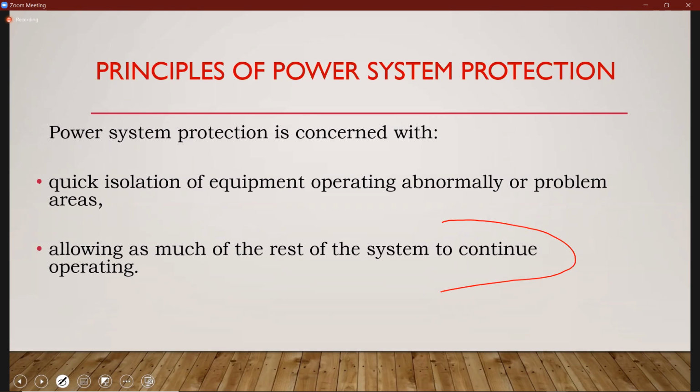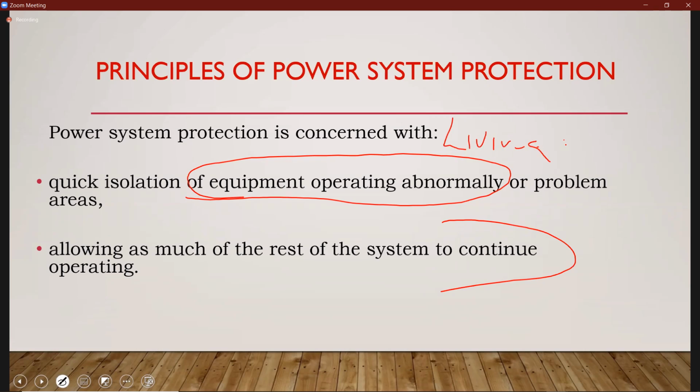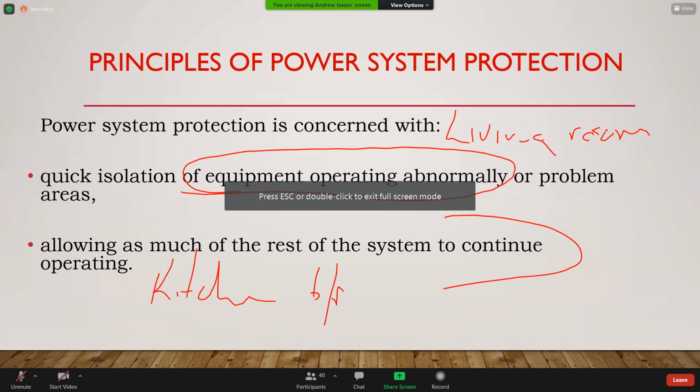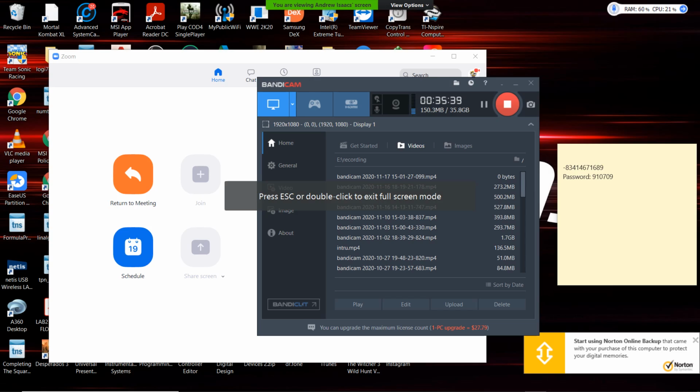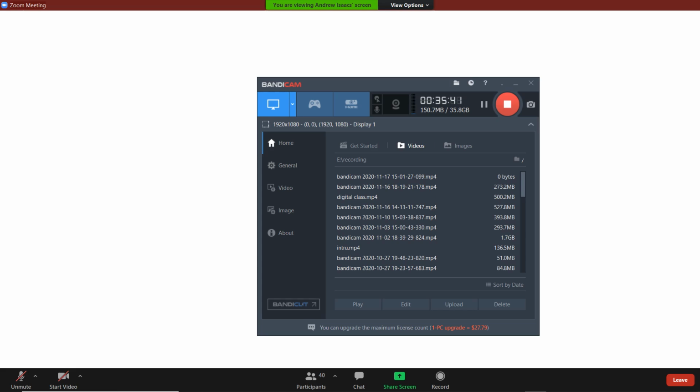Meaning, when that single breaker trips, what it is doing is to isolate. This is your living room. So it isolates the section of the house that has an abnormal condition, or is the problem area. But at the same time, you still have power in the kitchen. Yes. You still have power in the bedrooms. You still have power in the bathroom. You have power in the rest of the house. But the problem area is isolated.